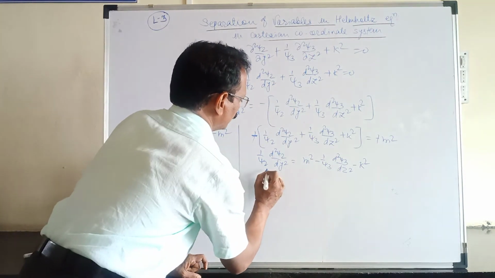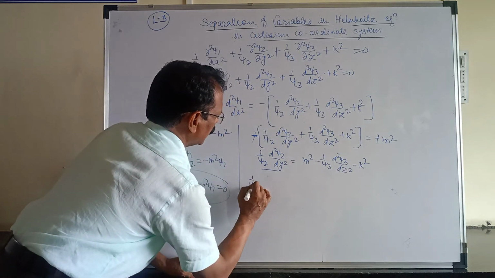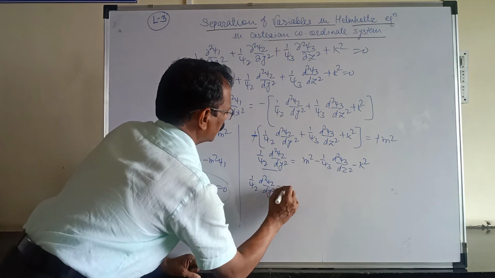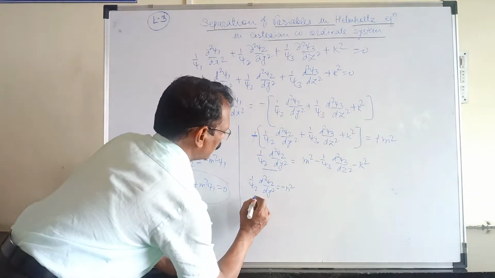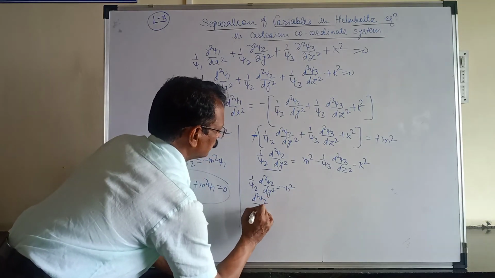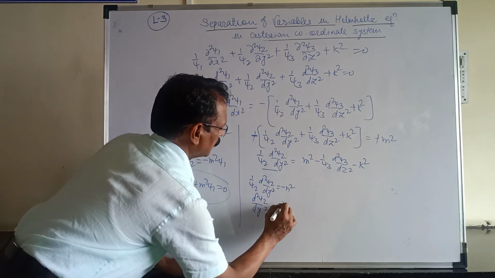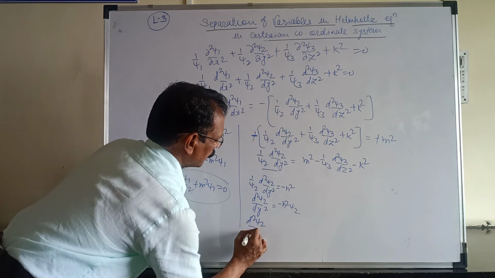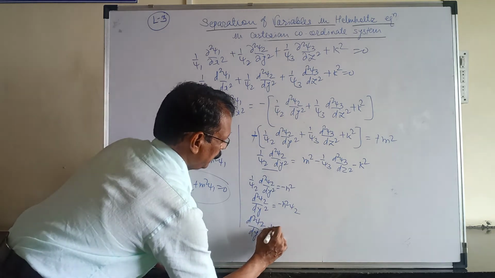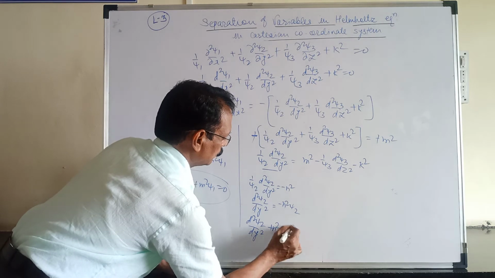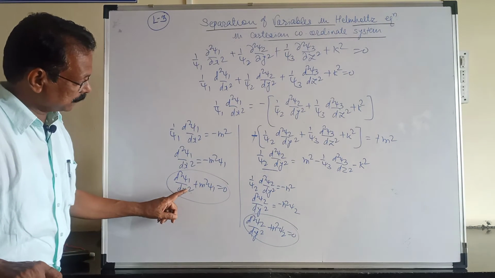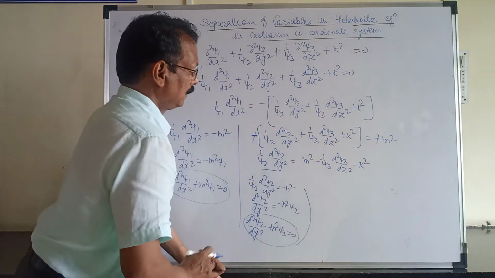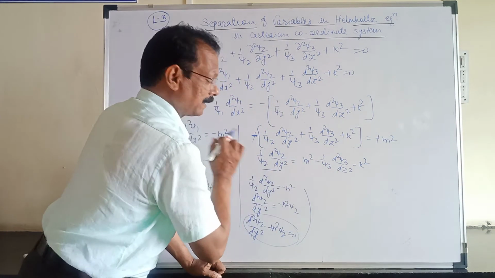First we have to solve this term. So (1/ψ2)(d²ψ2/dy²) = -n². Okay, now we can write d²ψ2/dy² = -n²ψ2. So we can write d²ψ2/dy² + n²ψ2 = 0. Now this is another solution here. This is the first solution. This is the second solution here. Now here we have to write this term, which is also equal to some constant, say -n² here.